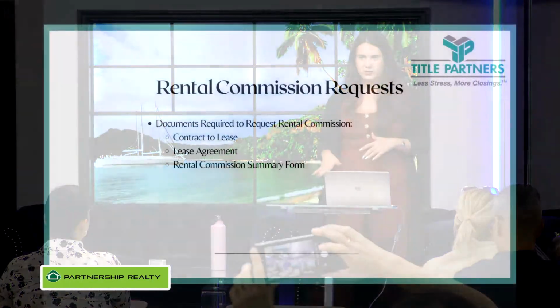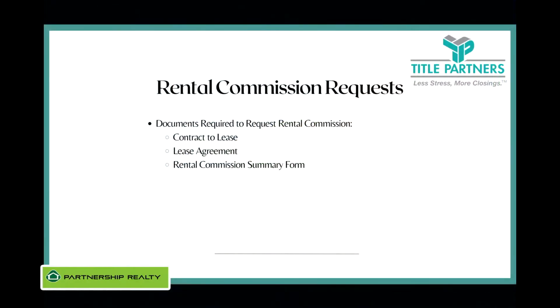So have your clients always call to verify instructions. Okay, rental commission requests. When you're requesting the commission to be dispersed because the move-in date is approaching, we need these three: the contract to lease, the lease agreement, and the rental commission summary form. In the beginning, we could accept either a contract to lease or a lease agreement. Very important: if we don't have your rental commission summary form, we cannot disperse funds.